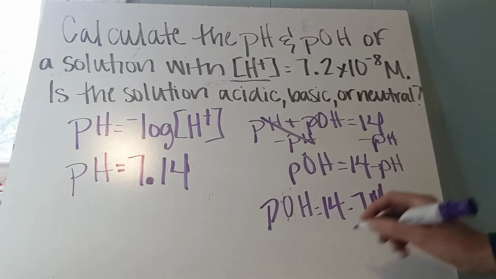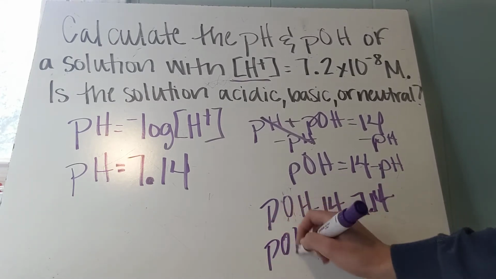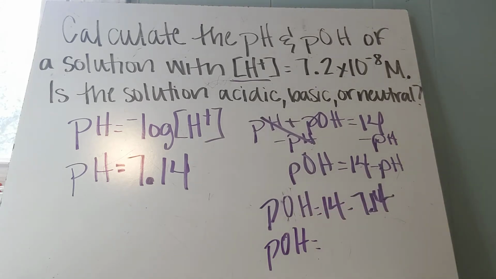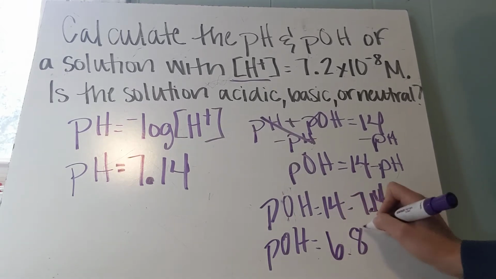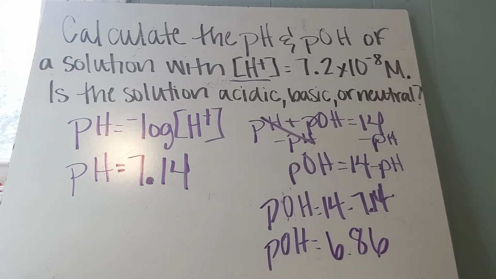That's a 4. All right, so I get 6.86 as my pOH. So back to that thing that I was talking about earlier, where there's several different ways to do this calculation. For me, this was the easiest way, to subtract from 14.